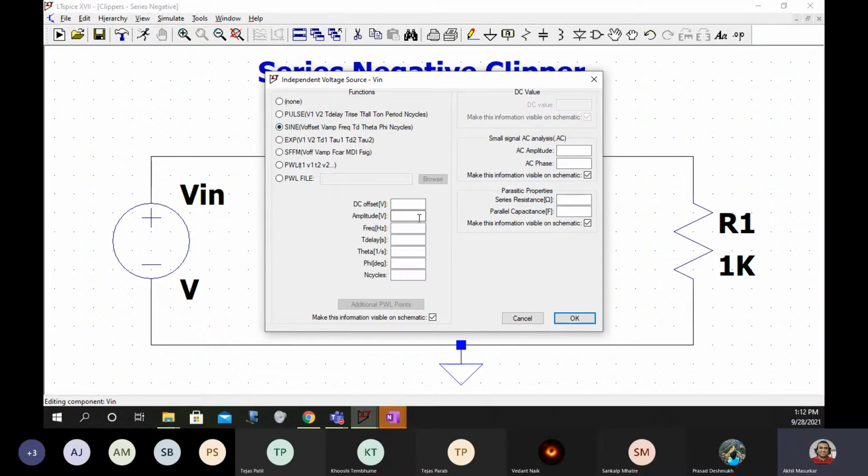The moment you select sine, you will see that the DC offset is 0. That means it is a sinusoidal waveform varying around 0. The amplitude is going to be 5 volts, so let's keep it as 5. And the frequency is 1000 hertz, which is 1 kilohertz.